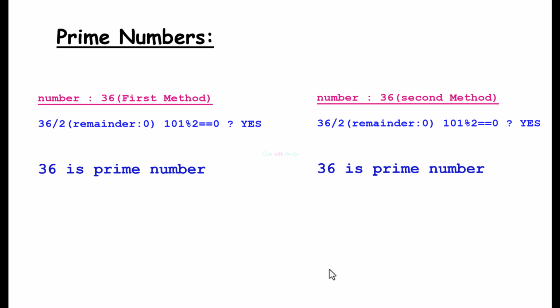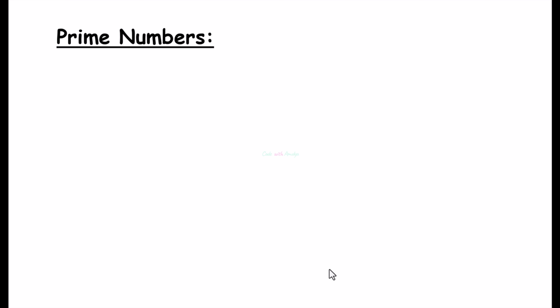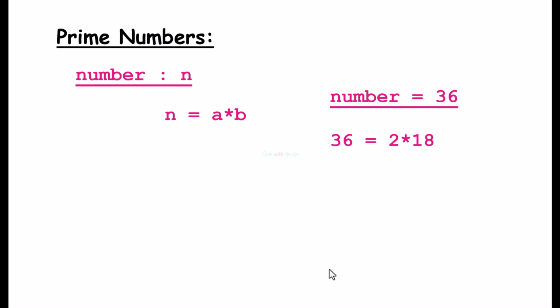So next, let's talk about the logic behind the second method: why checking divisibility only up to the square root of the given number works. Let's take a number and assume that it is not a prime number. Then we can write it like this: a multiply b, where a and b are the factors. For example, if the number is 36, then I can write it as 2 multiply 18.